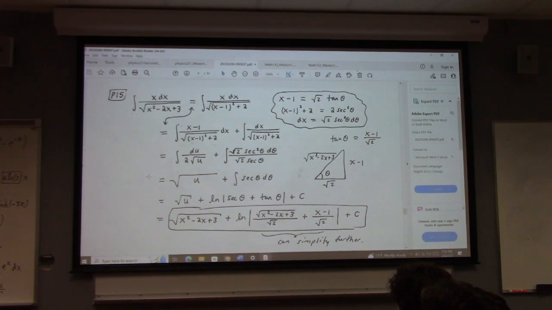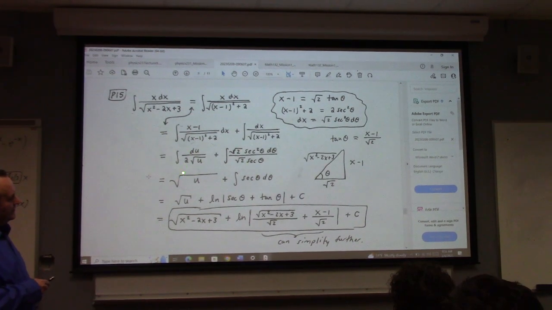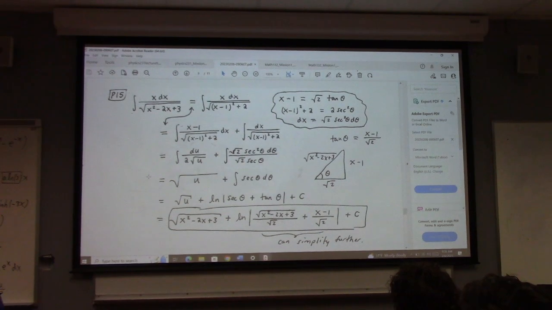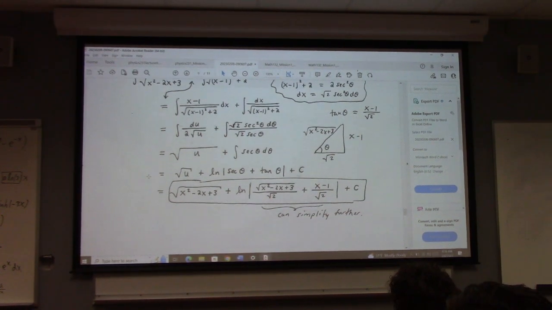I think this one's just a plain old trig substitution, and here it is. I made a tangent substitution. It ends up giving me 1 over radical and a secant integral, which gives me this. Now this we could simplify further, right? Because you could factor out the 1 over square root of 2 and absorb it into the constant, so you just have the log of the sum of the radical and x minus 1 if you wanted. So we saw that in an example in class, that kind of thing.